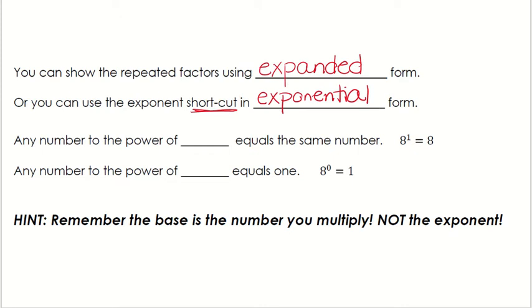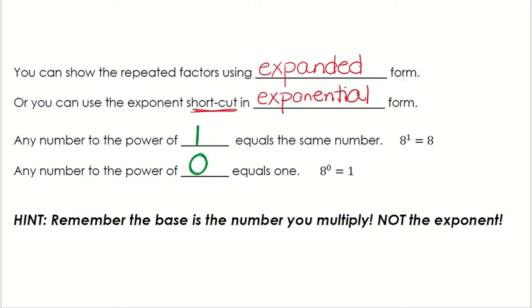So now a few quick little pieces. Any number to the power of 1 just equals the same number. So 8 to the 1st power means that we're only multiplying 8 one time, which is why it equals 8. Any number to the power of 0 equals 1. Not 0. Since it equals 1, that's saying that I still have something there. I still have one problem happening, is the way I like to remember it.